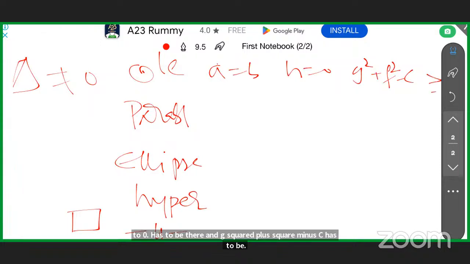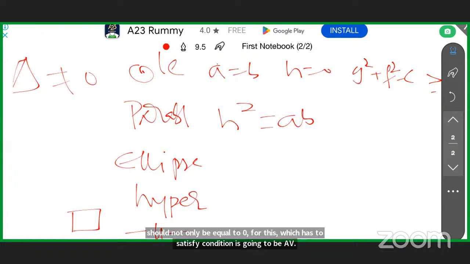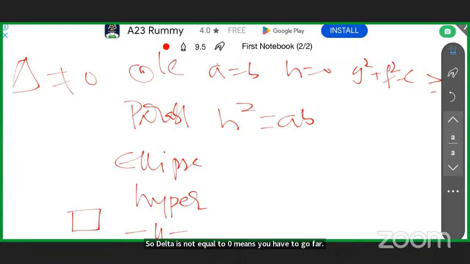For parabola, delta should not be equal to 0. It has to satisfy the condition H square is equal to AB. If delta is not equal to 0, you have to go for these test conditions. First test condition, check whether it is a circle. See whether A is equal to B. If not, then don't go further at all. If A is equal to B is not satisfied, leave it.